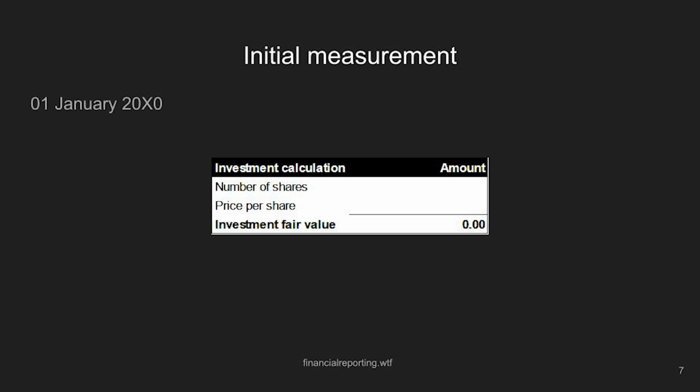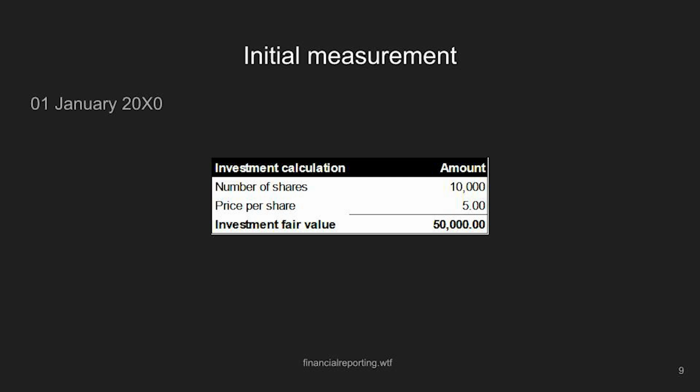To recognize this investment, we need to figure out the value. This is simply the number of shares multiplied by the price paid per share. We know from the scenario that 10,000 shares were purchased. They were $5 per share. Therefore, our investment is $50,000.